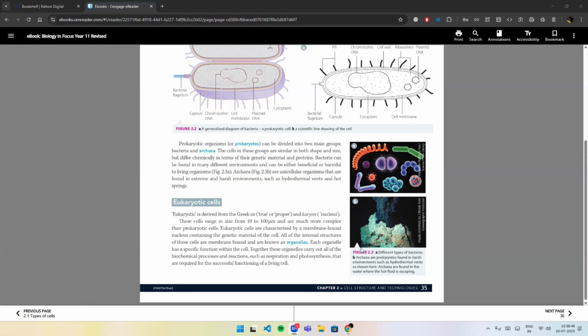These cells range in size from 10 to 100 micrometers and are much more complex than prokaryotic cells. Eukaryotic cells are characterized by a membrane-bound nucleus containing the genetic material of the cell. All of the internal structures of these cells are membrane-bound and are called organelles. Each organelle has a specific function within the cell. Together, these organelles carry out all of the biochemical processes and reactions such as respiration and photosynthesis that are required for the successful functioning of a living cell.